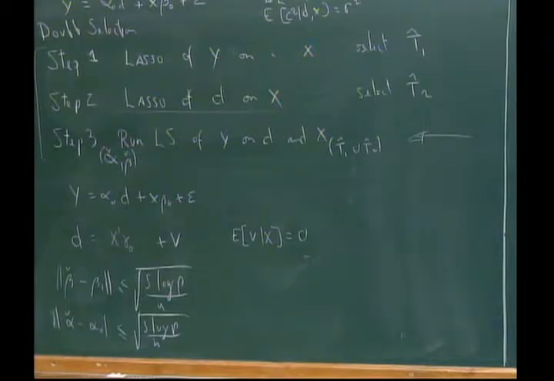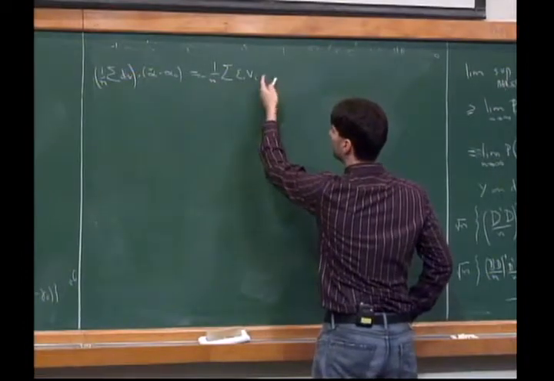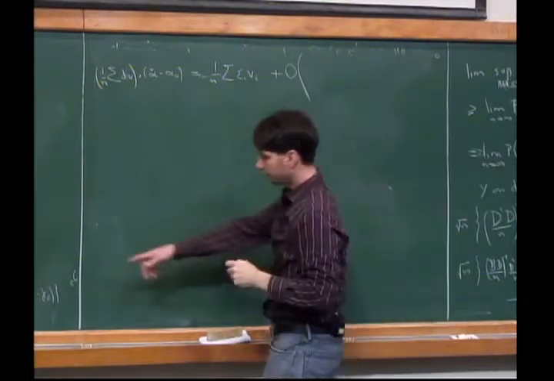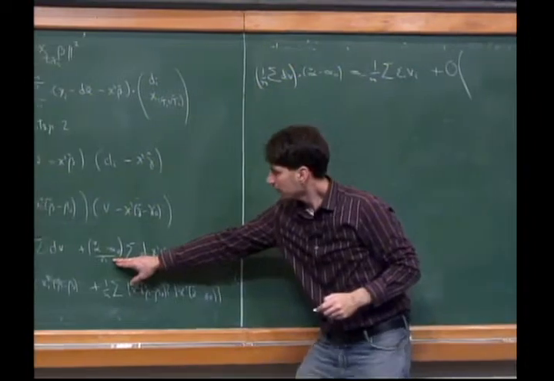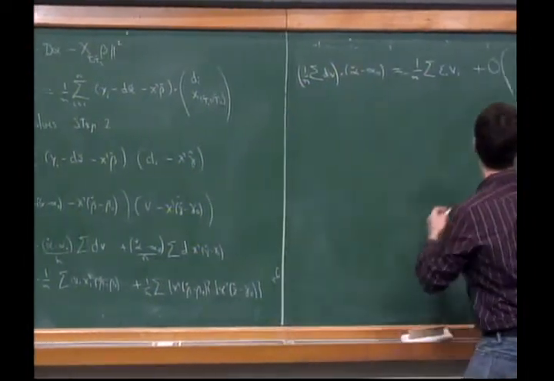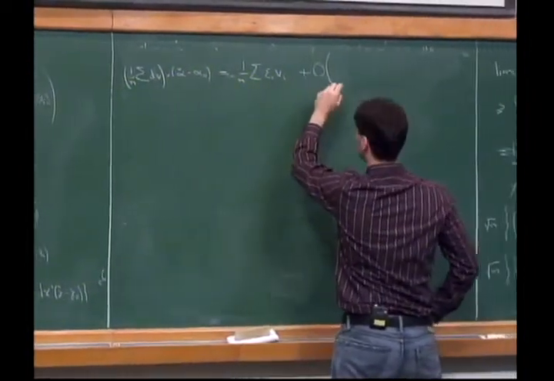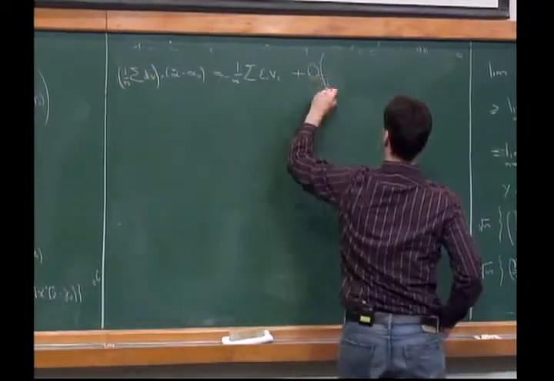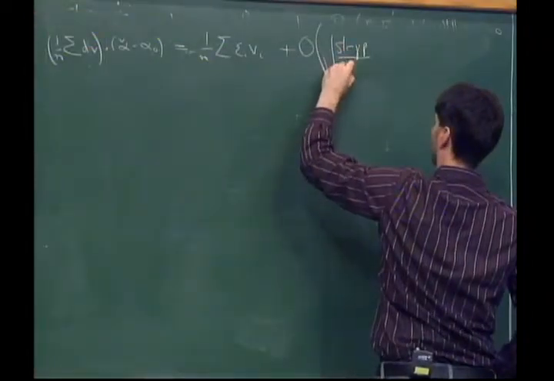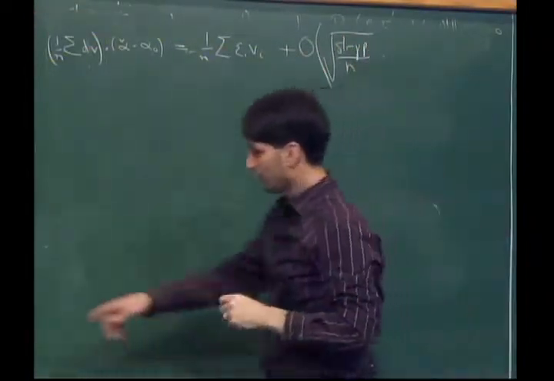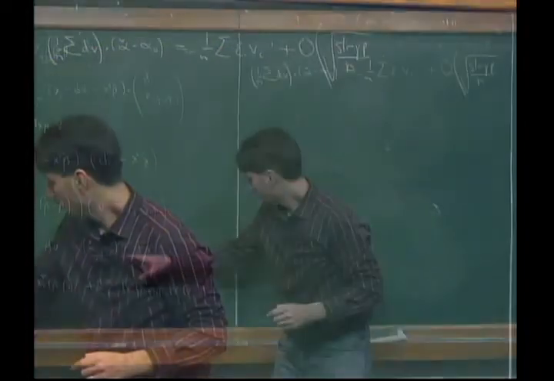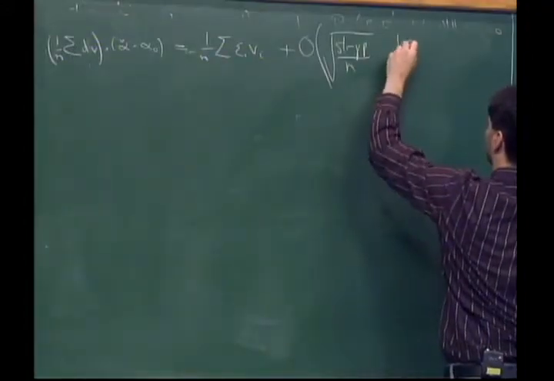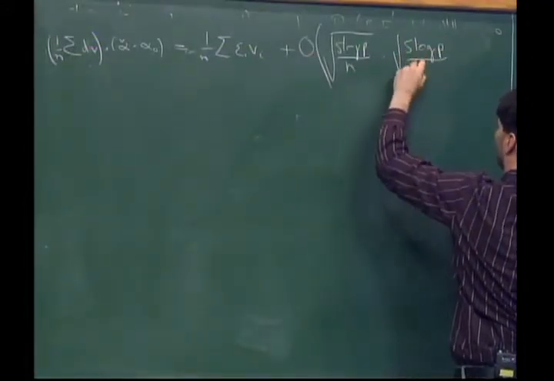And so now, plus something of the order. The first term is going to give you square root s log p over n times this n, and this whole thing is going to actually also give you the square root of s log p over n.